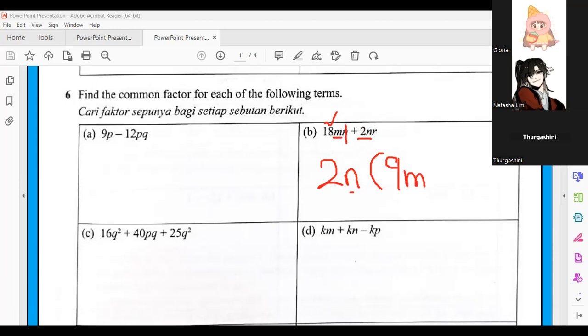Do you understand? And then follow. This is addition. This is also addition. I already have 2. I've taken out my 2. I've taken out my N. So I'm left with just the R. That's it. This is how I factor. Very good. 9M plus R. Well done. Fantastic.